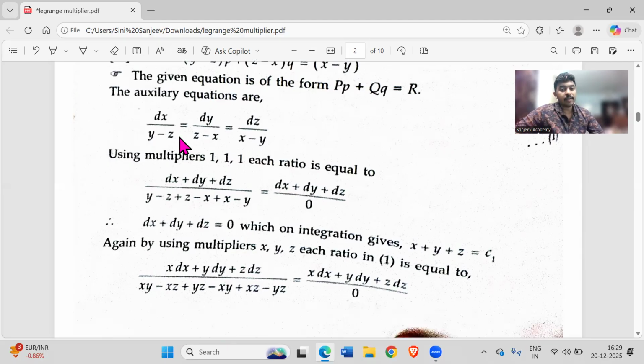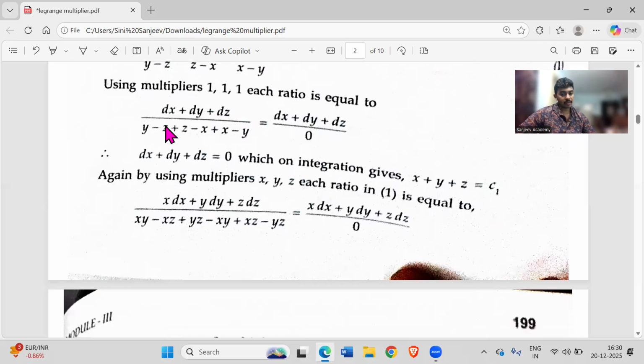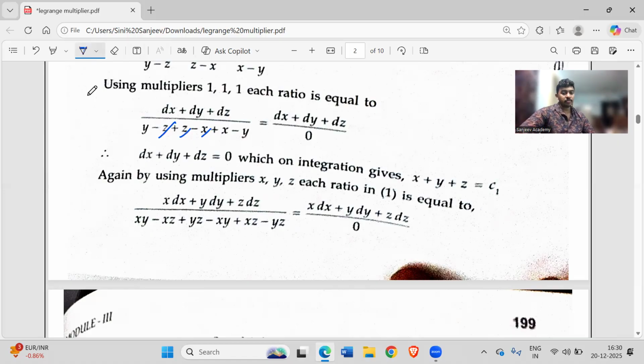Okay, why we add? Then the multiplier is 1. So sometimes multiplier can be x, sometimes it can be 1, sometimes it can be 2, sometimes it can be 1 by x. So like that. And this multiplier, how to take? Once you do a few questions, that time only in your mind it will come. How we are gonna take the thing. So add everything. So dx plus dy plus dz, and y minus z plus z minus x and x minus y. Cancel out everything. Okay, once you cancel out everything, dx plus dy plus dz is equal to 0. This is all the things. This is 0 if you cancel out.